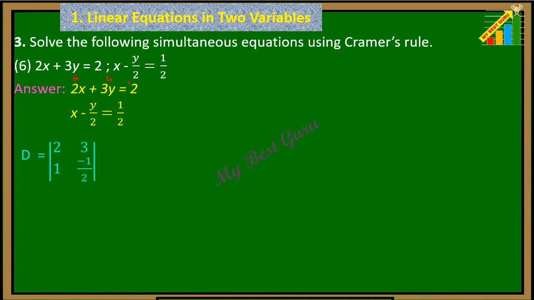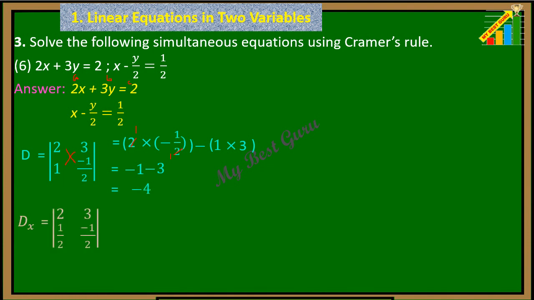Again cross multiply these, then you will get the value for determinant D. So it is 2 multiplied by minus 1 by 2 minus 1 multiplied with 3. 2 ones are 2, 2 ones are 2 from here, so it is 1 and this minus sign will be added as it is. So it is minus 1. So minus 1 minus 3 multiplied with 1 is 3. So minus 1 minus 3 is minus 4.